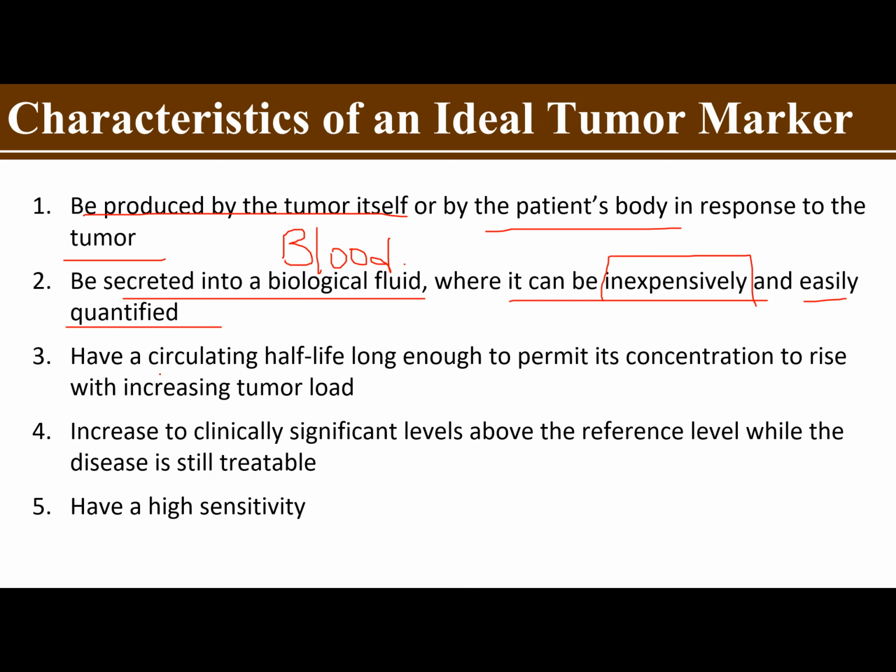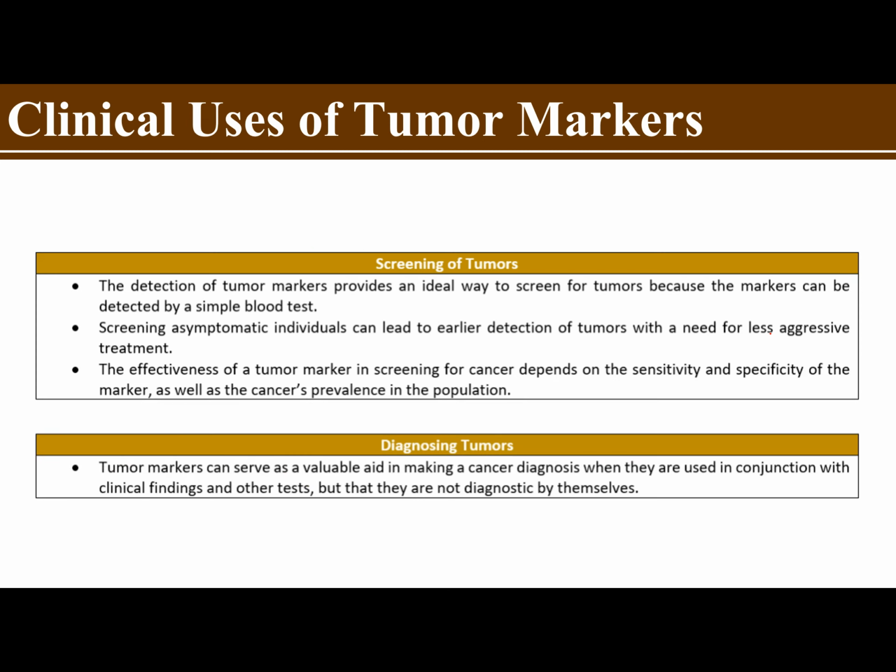It should have a circulating half-life long enough to permit its concentration to rise with increasing tumor load, to increase to clinically significant levels above the reference value while the disease is still treatable. And it should have a high sensitivity as well as a high specificity.